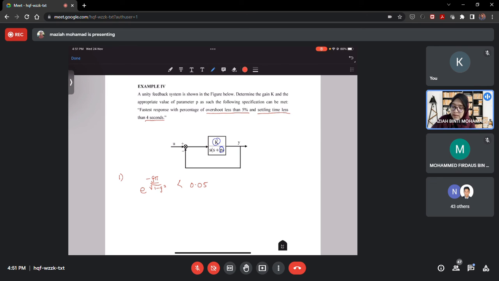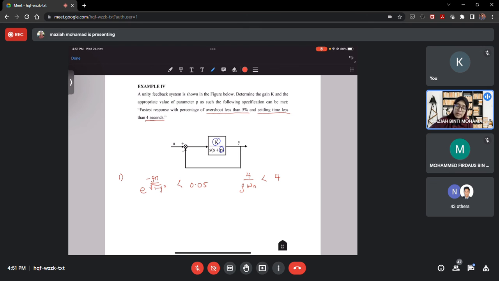And then the second one is we have 4 divided by zeta omega n should be less than 4 seconds. Okay, so here we have two equations and two parameters. We need to determine zeta and omega n again with two equations. Okay, we should be able to solve that.